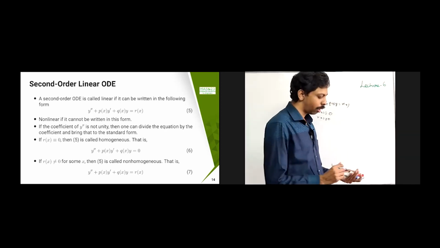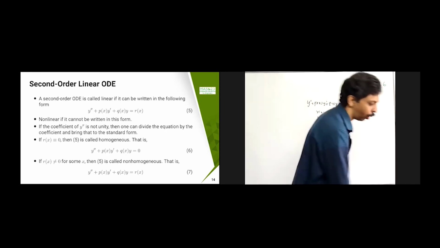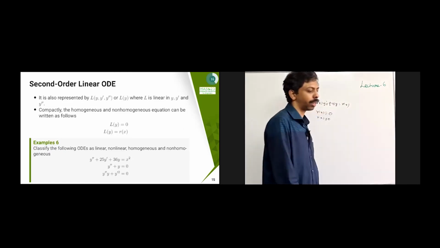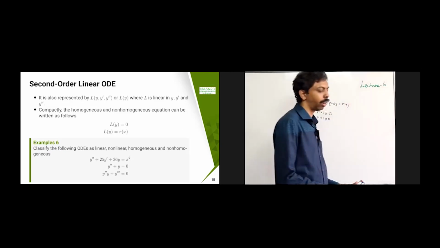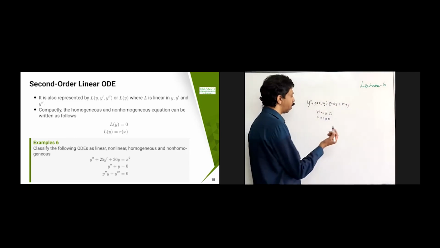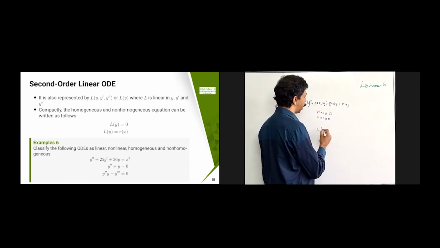Now, the next question is how do we know whether the solution is going to exist or not? For that, we need to discuss some of the theorems. Again, this is going to be expressed in the same way. It is called linear. So this is going to be linear with respect to 3 variables: one is y, another is y dash, another is y double dash.